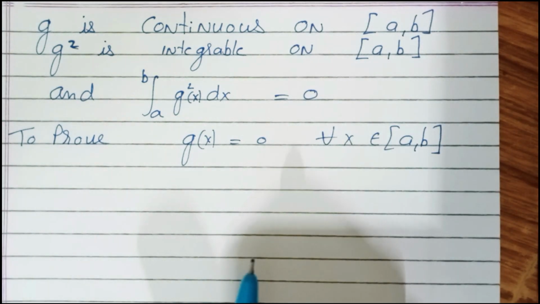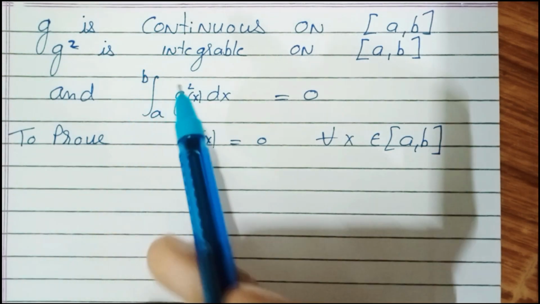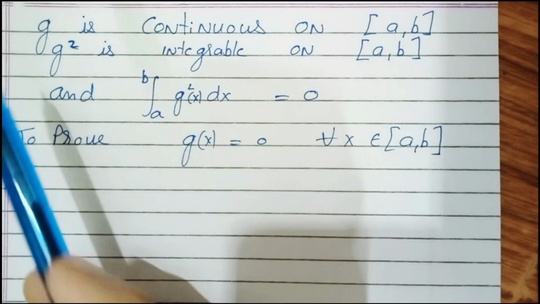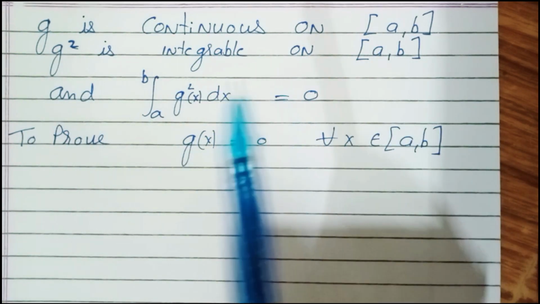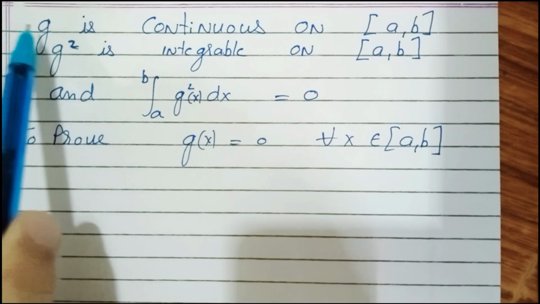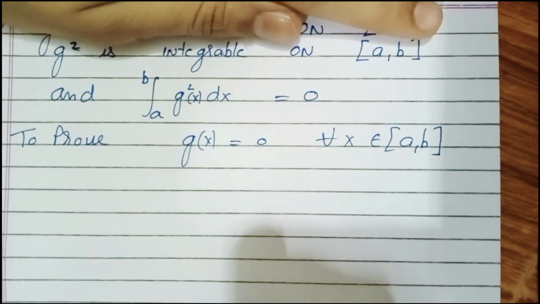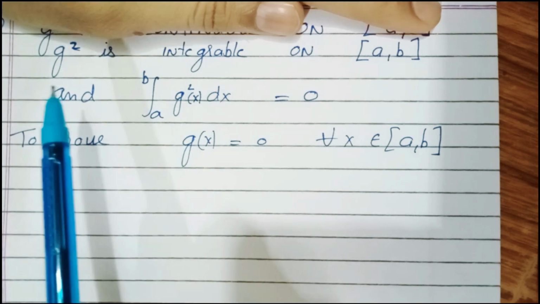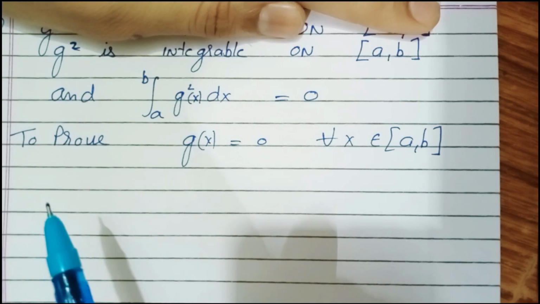Okay, now we have understood the problem. Now let's understand the importance of each of these conditions. Let's read out the first thing. It says g is continuous on this interval. What is the importance of this first line? Suppose I was not given this. I was only given that g square is integrable and this condition, and I was asked to prove this. Well, then this would not have been a valid problem.